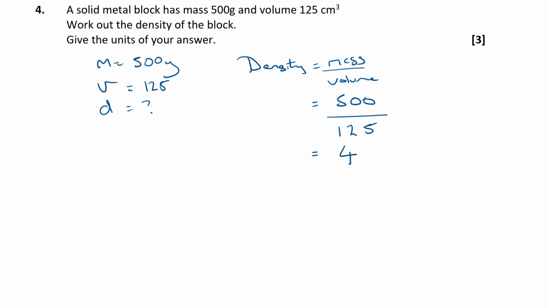So it's 4 somethings. What's the unit? Well, mass was in grams, and we divide it by volume, which is in cubic centimeters. Okay, so that's what we're going to write down as the units. Grams divided by cubic centimeters. So it's 4 grams per cubic centimeter. That's how you would say it.